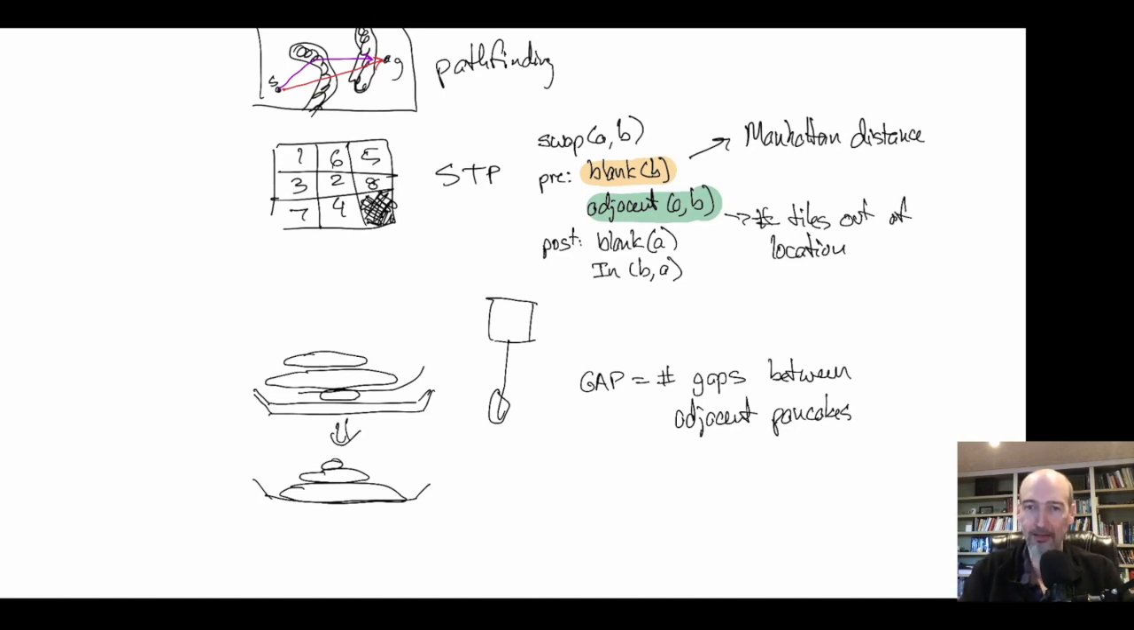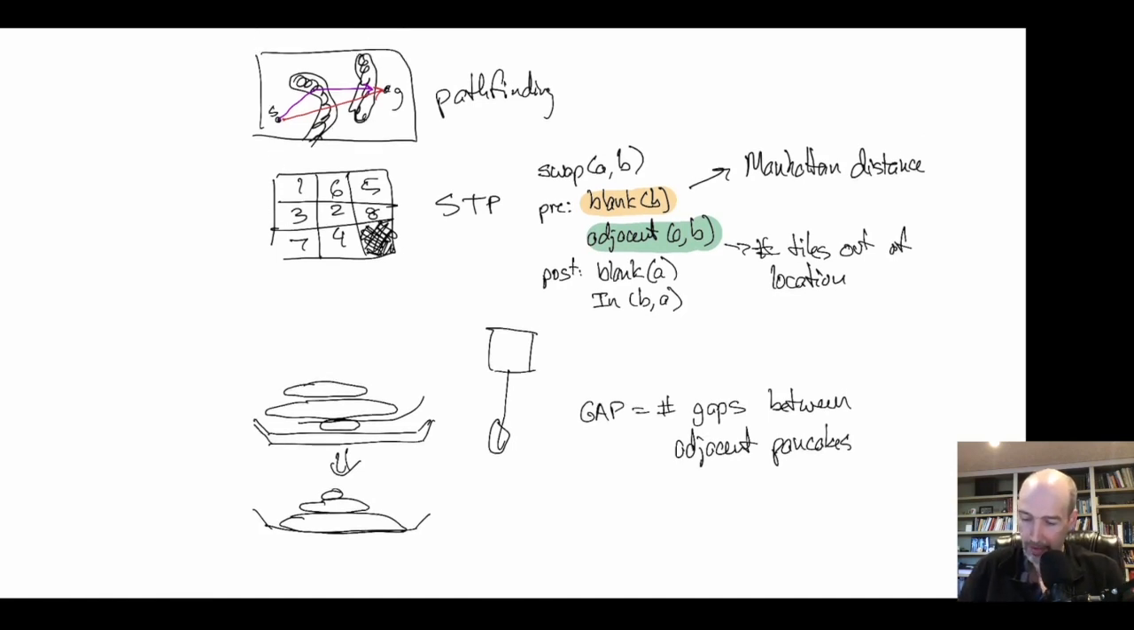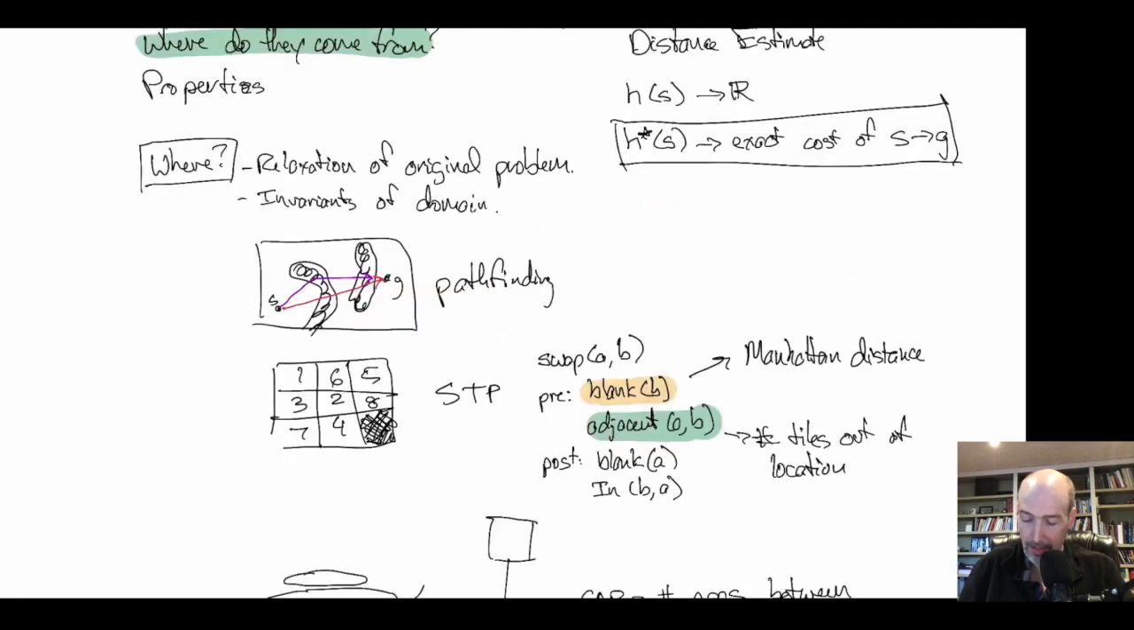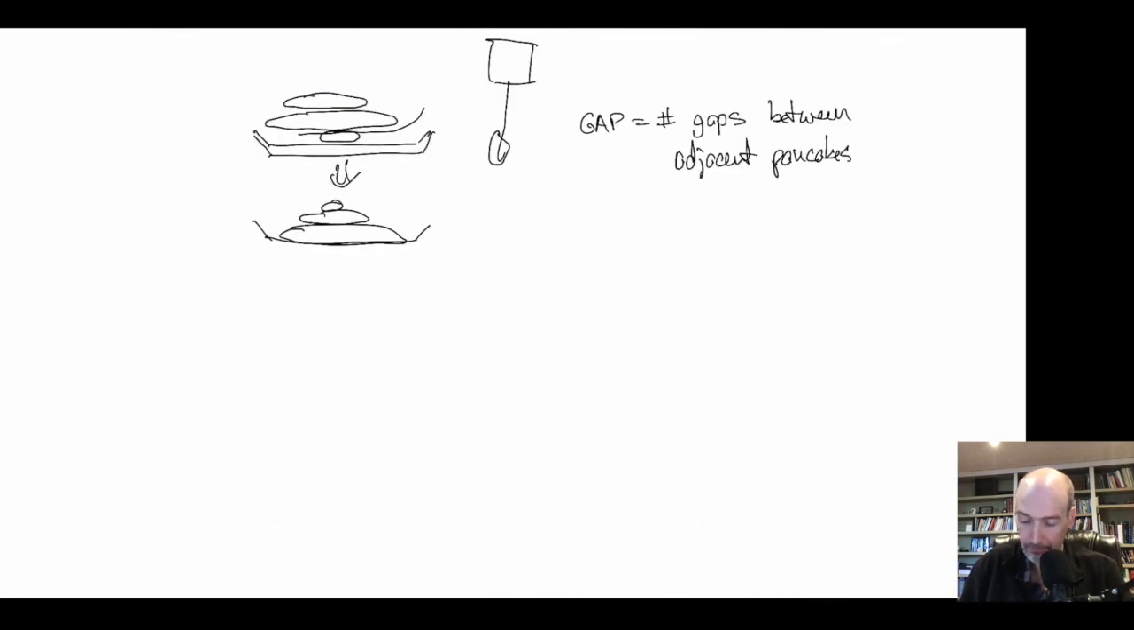So why don't we go ahead and now start to define some of the properties that we have. So remember that up here we said that H star was the exact cost of a path between states S and G. And so we're going to go down here and we want to talk about properties now. Okay, so what are the properties that we want? The first one we often talk about is admissibility.